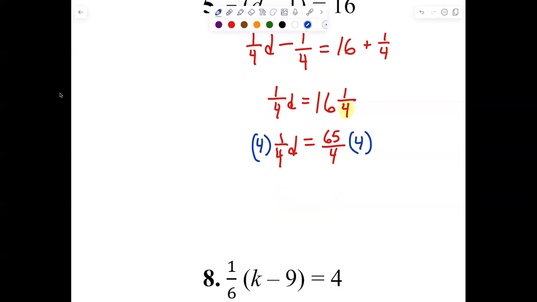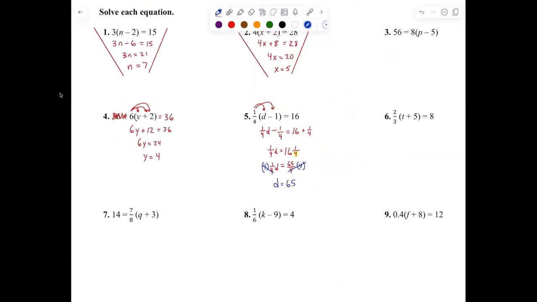I'm asking Sarah. It's okay. I appreciate you. They cancel. All right. So my final answer is D equals 65 is good. All right. Here we go. The fractions are ugly, but that's okay.